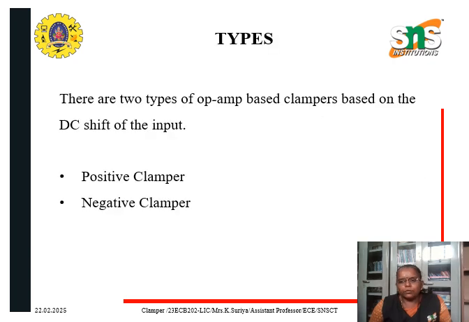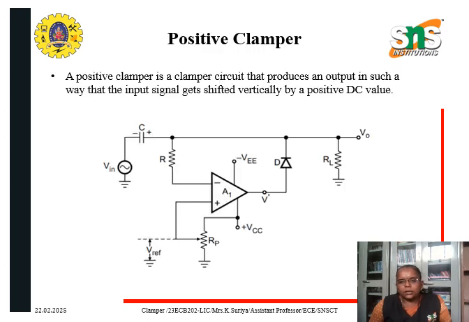There are two types of op-amp based clampers based on the DC shift of the input. One is the positive clamper and the other one is the negative clamper. So this is a circuit diagram of a positive clamper.